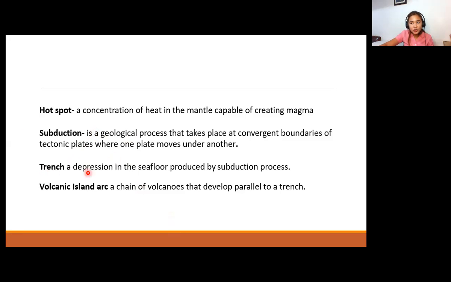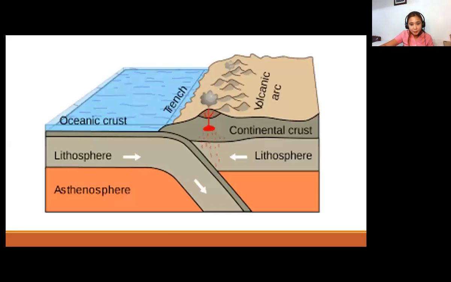Okay, now trench. Trench is a depression in the seafloor produced by the subduction process. Yung trench naman, yun yung pagbaba din. Okay? Volcanic island arc is a chain of volcanoes that develop parallel to a trench. So, yung picture na pinakita ko sa inyo kanina, yan, yung volcanic arc, yung sunod na mga kabundukan dahil sa pag-crumple nitong part ng lithosphere.